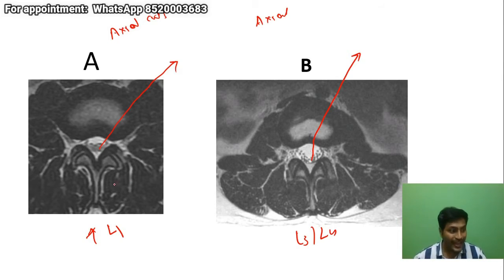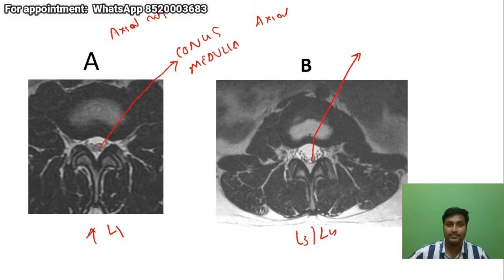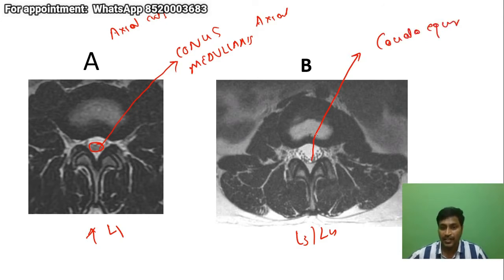Right. Above L1 in A, it is this conus medullaris. Conus medullaris is seen as a single structure, whereas this is cauda equina. Cauda equina is seen as dots. Can you identify the dots? Every one of you try to identify the dots on your screen.